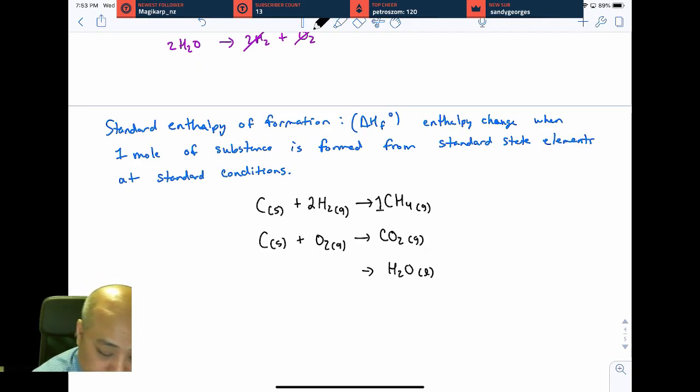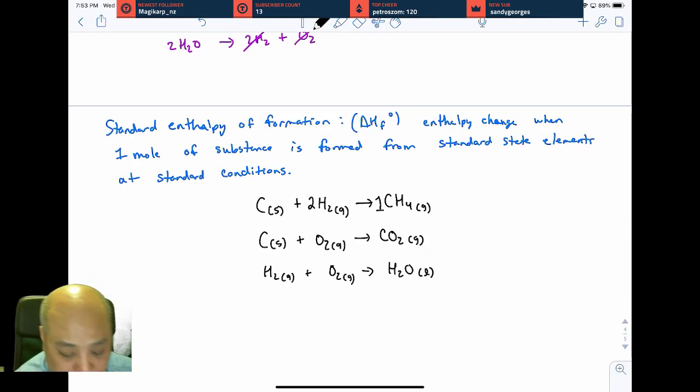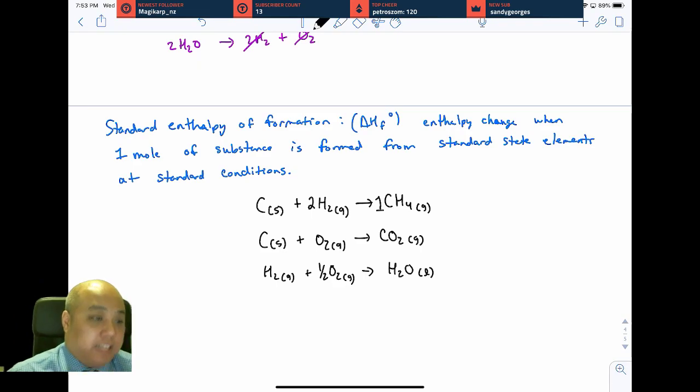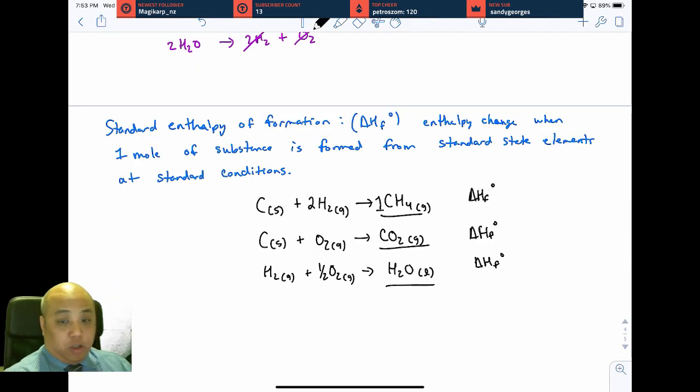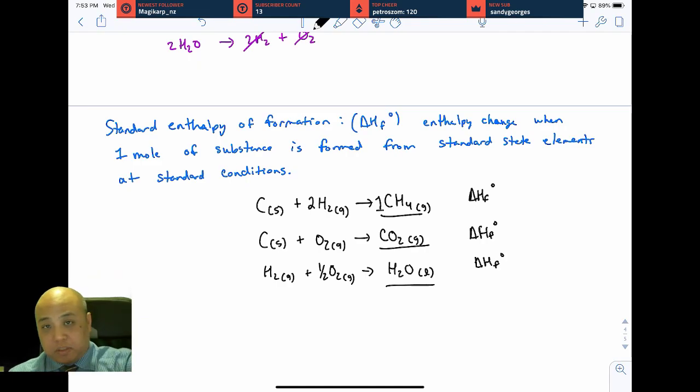Water as a liquid, H2 gas plus O2 gas. But because you can only have 1 mole of H2O, it ends up being 1/2 O2. So each of these are enthalpy of formation reactions with respect to each substance, CH4, CO2, and H2O. So notice elements on the left and all the substances you're producing are on the right.